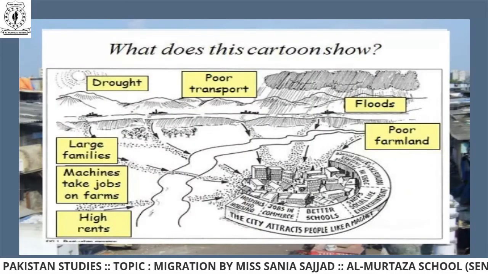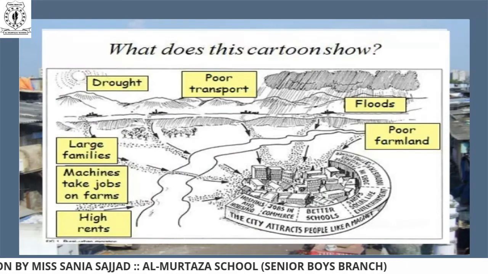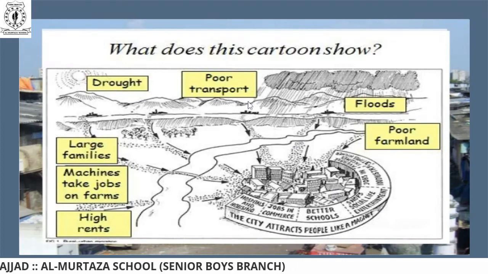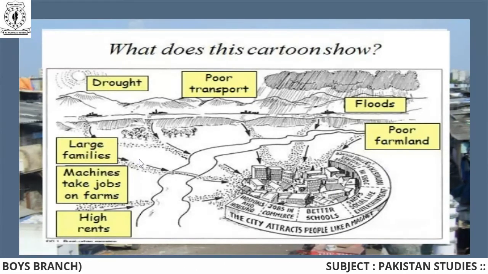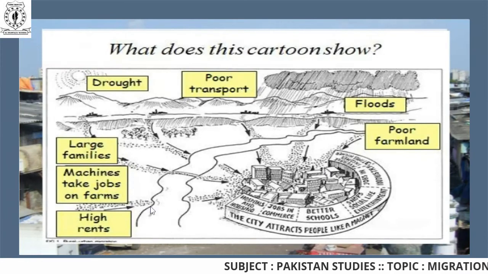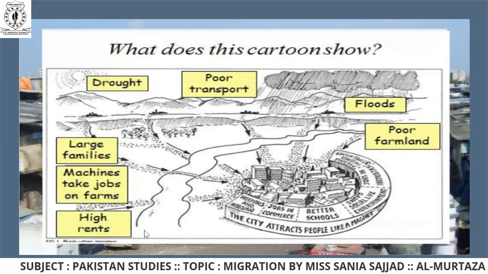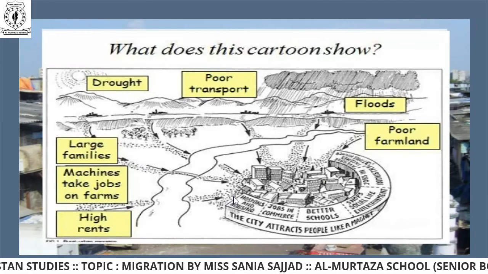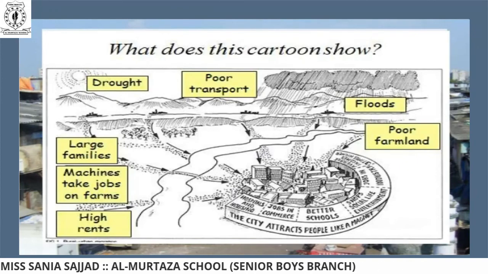Now, what does this cartoon show? That is the question in front of you, and you have to answer. You can see droughts, poor transportation, floods, and poor farmlands over here. There are large families, machines taking over the jobs on the farms, and high rents. So, according to this picture, you have to depict and tell what exactly this picture is saying.